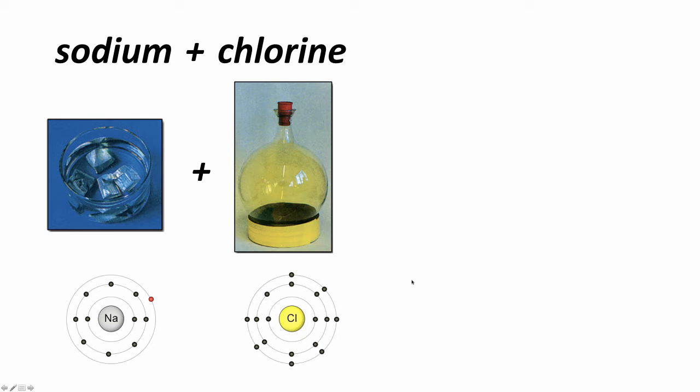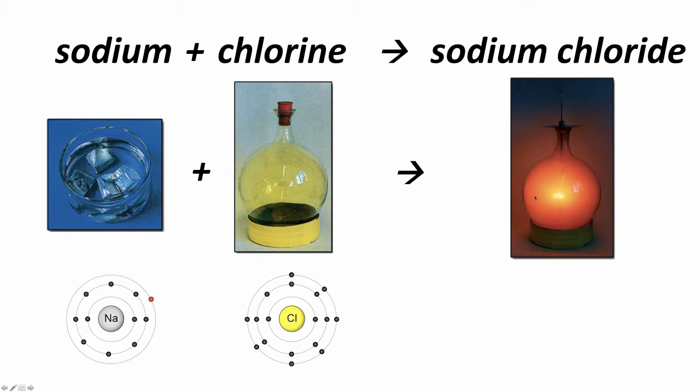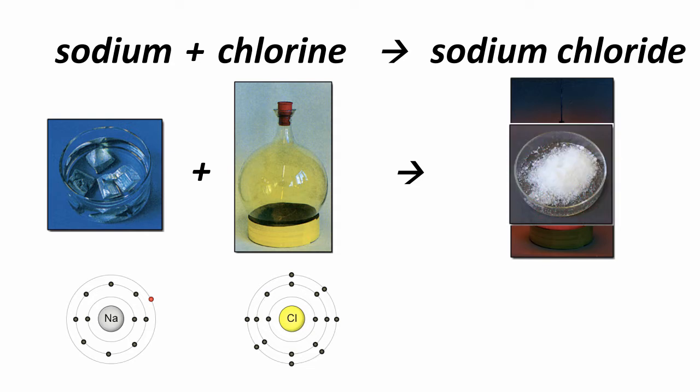If we combine sodium and chlorine and heat them up a bit, they react fairly quickly. Here's an image of the reaction taking place. A very bright flame appears to burn, and we get some sort of white powdery substance produced. If we let it cool down, what's produced by this reaction is what's called sodium chloride, or table salt.